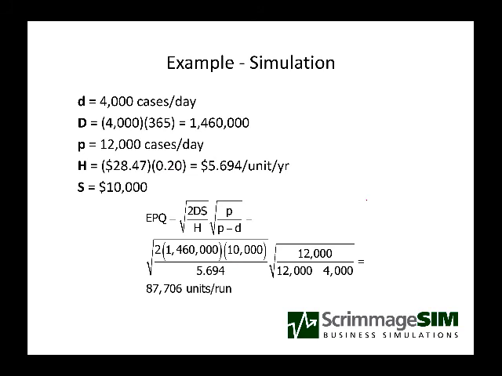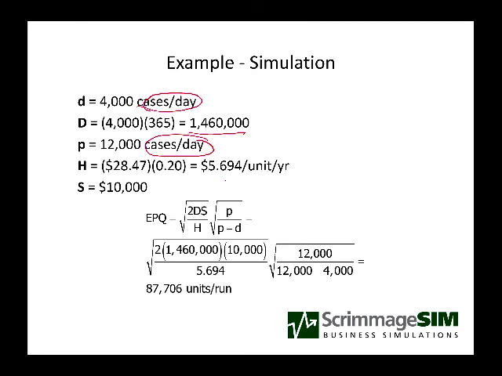Here's an example. Suppose our demand rate is 4,000 cases per day. Our annual demand, assuming we run 365 days a year, is 1,460,000. Our production rate is 12,000 cases per day. It's important that the units of measure are consistent. We could use cases per year or cases per day. It doesn't make any difference as long as we're consistent. Next, we have the holding cost, which is going to be 20% of our item cost. So that gives us $5.694 per unit per year.